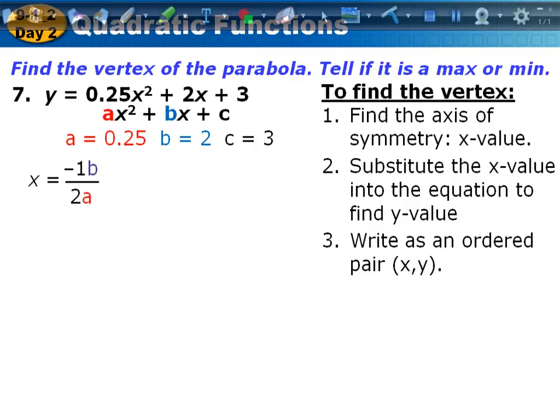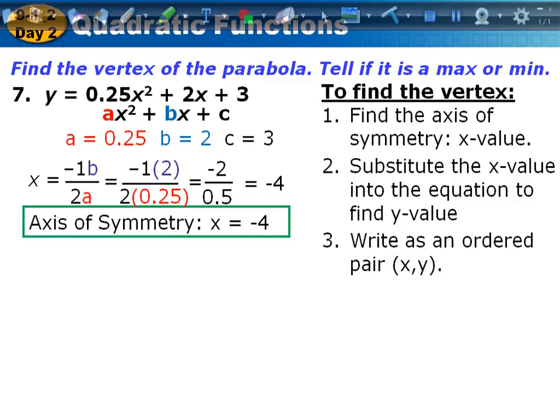We're going to plug it into our axis of symmetry formula just like we did the last two examples. Negative 1 times 2 over 2 times 0.25. Multiply the top and bottom. You get negative 2 over 0.5. When you reduce that, you get negative 4. So you're going to say axis of symmetry is x equals negative 4. So we have this x part of our vertex. Now we need to find the y.